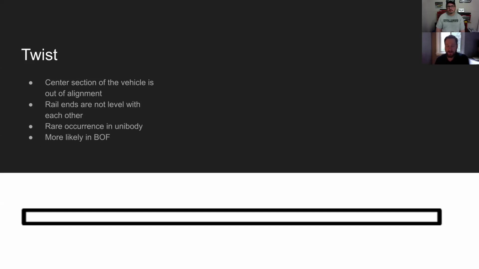Whereas with your body over frame, you have those two big parallel frame rails. When the energy travels through, you're more likely to get that twist condition. But basically what's going to happen, and let's see if I can draw this out the best I can.